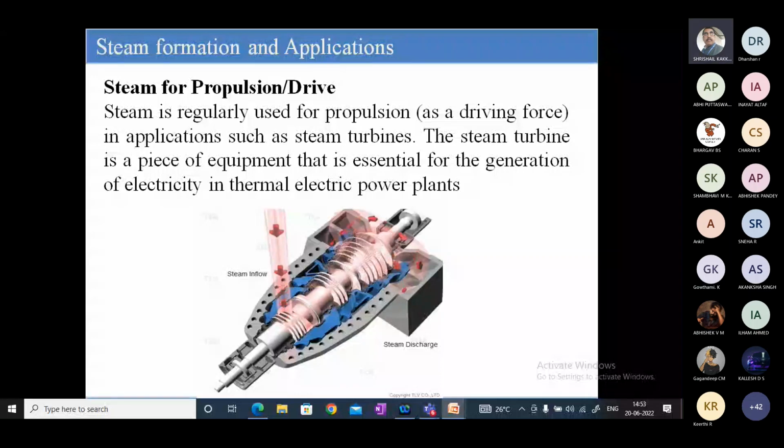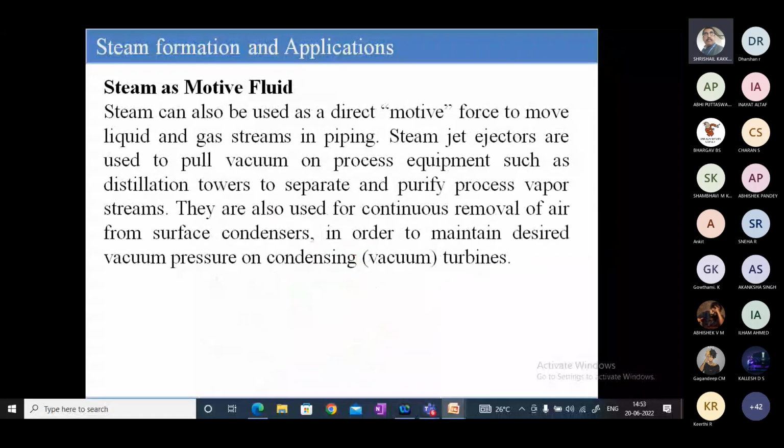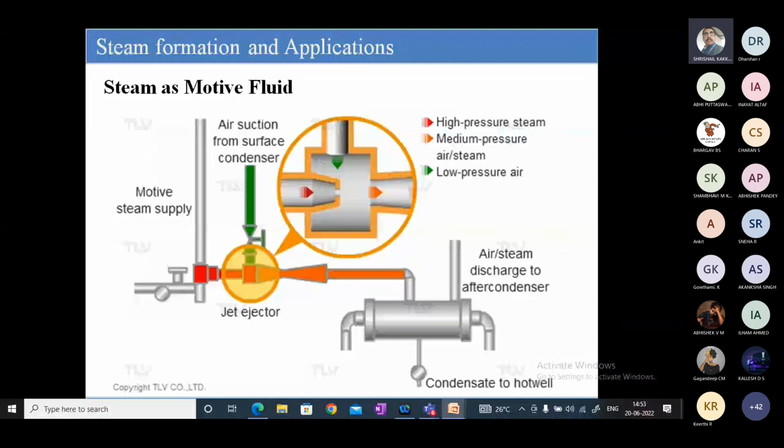And the next one, let me come to the steam formation. Under this, the steam as a motive force. Here I have given again a small figure to make you understand. I don't want you to write this figure essentially. Steam as a motive fluid.